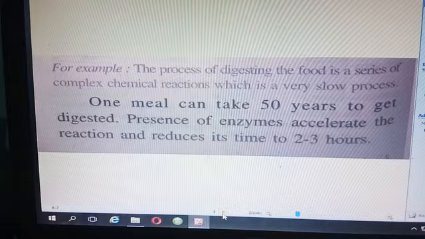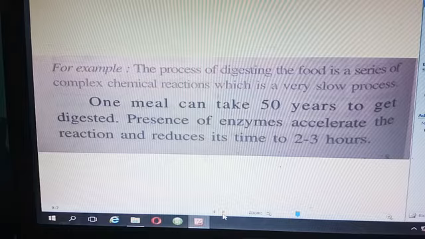So these enzymes are only there to help the reaction to be fast. So are enzymes negative catalysts or positive catalysts? Enzymes are positive catalysts because they are increasing the rate of reaction.